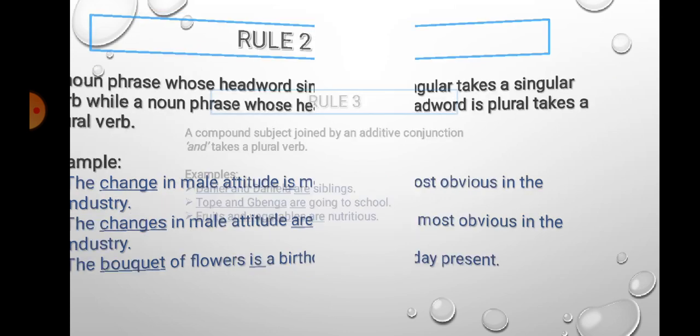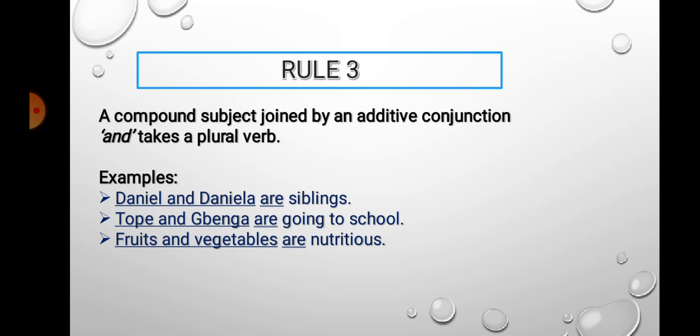Rule 3 says a compound subject joined by an additive conjunction and takes a plural verb. The conjunction and is an additive conjunction. An additive conjunction is a conjunction that adds two or more, or let's say two, grammatical units together. Example 1, Daniel and Daniela are siblings. Tope and Benga are going to school. Fruits and vegetables are nutritious. Good.